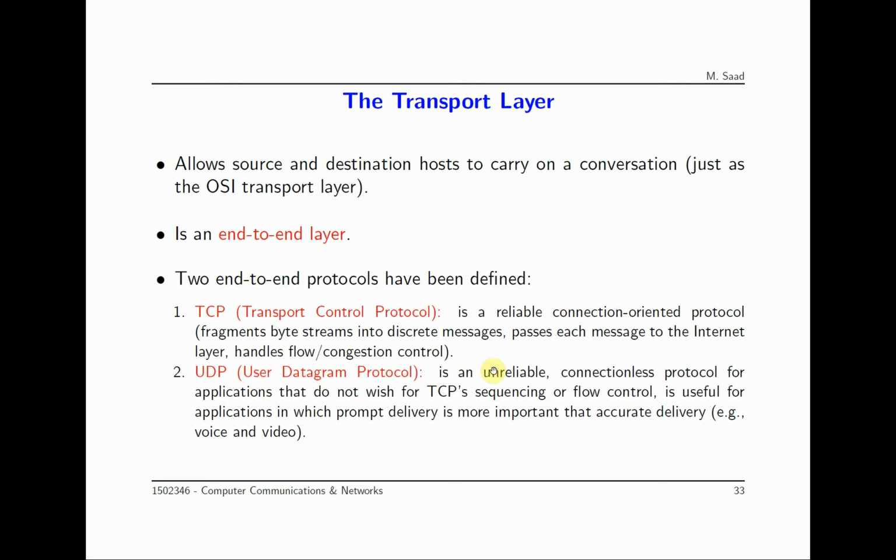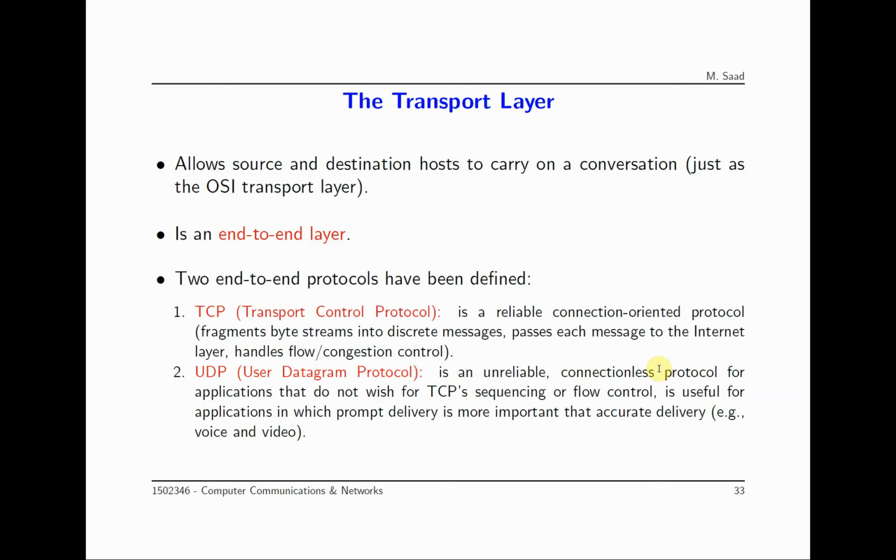It's an unreliable, connectionless protocol. Unreliable in the sense that if packets get lost, we will not do anything. We just tolerate losses and we don't resend them or anything. It is connectionless in the sense that we don't have this agreement to establish a connection. If the sender has something to send, it will just send without establishing a connection first.